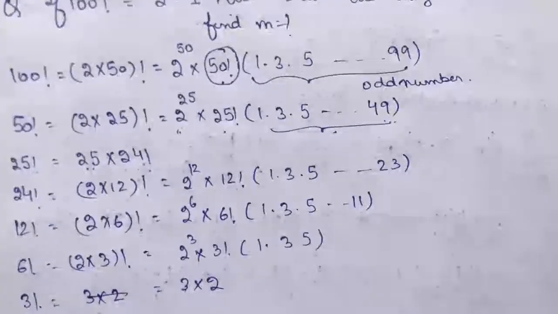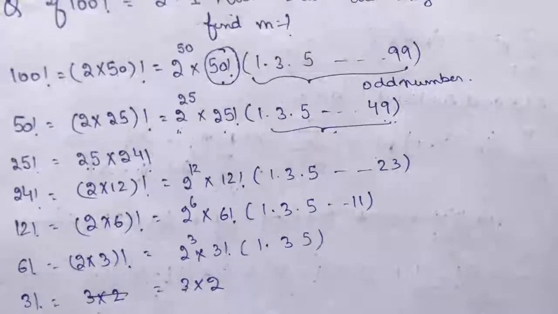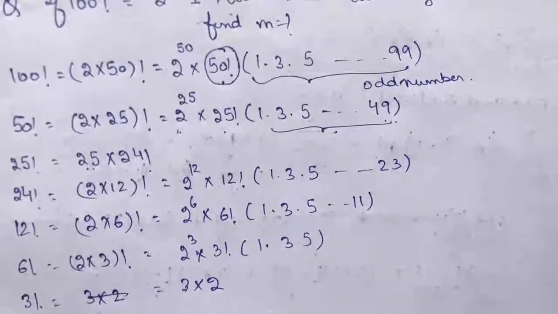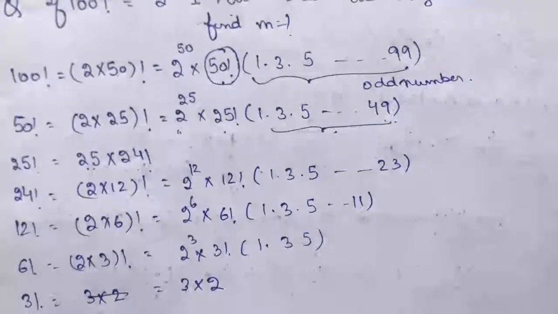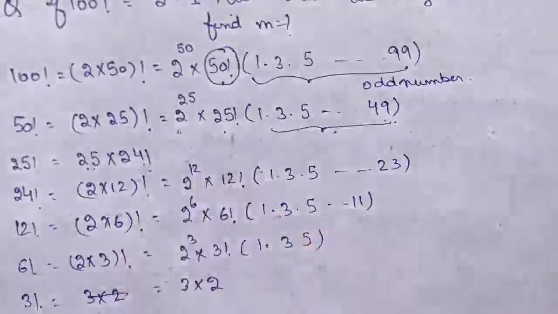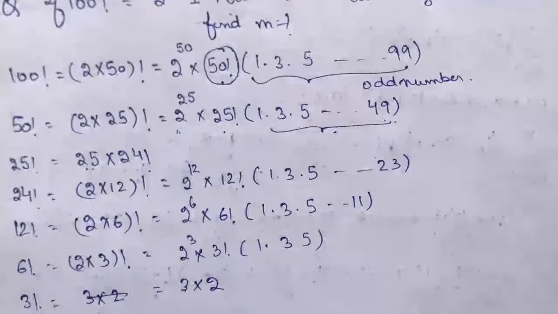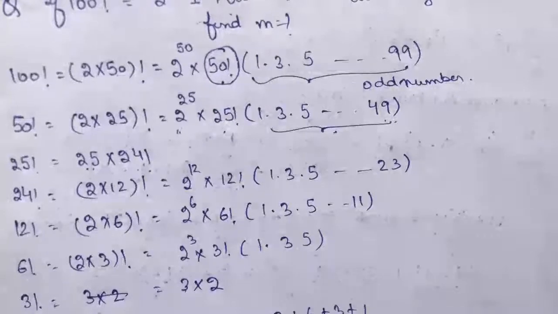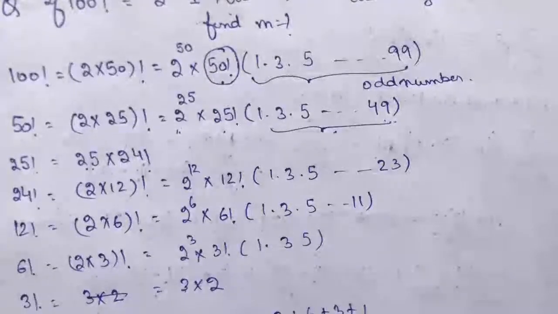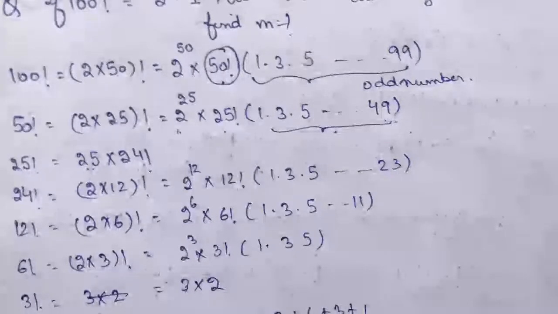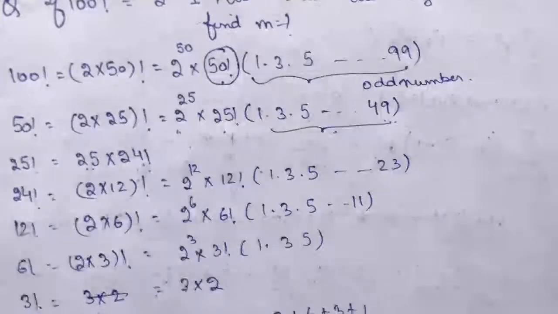So in total how many 2's are added? Because they are in multiplication, and we know when bases are same the powers will be added, hence number of 2's, or we can say m is equals to 50 plus 25 plus 12 plus 6 plus 3 plus 1. So this will be equals to 75, 75 plus 10 will be 85, 85 plus 10 that will be 95, 95 plus 2 that will be equals to 97.